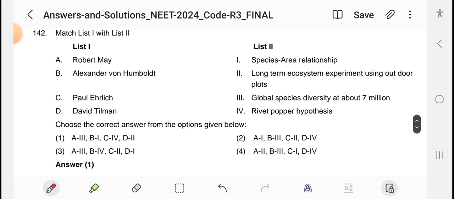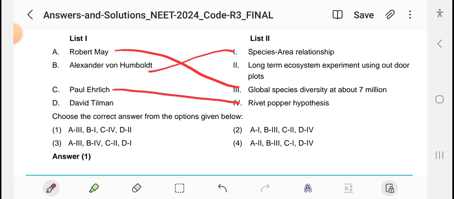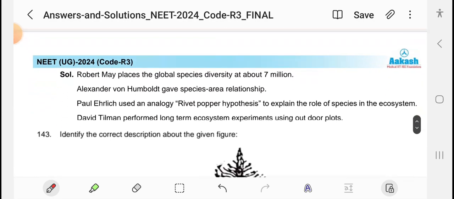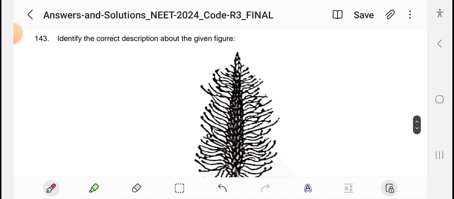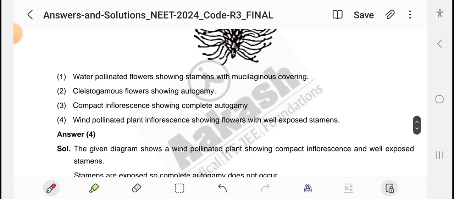Next question, match list 1 with list 2. So Robert May, global species diversity. Alexander, species-area relationship, Paul Ehrlich, Rivet-Popper hypothesis, David Tilman, long-term ecosystem experiment. So your correct option would be option number 1. So your next question would be, identify the correct description about the given figure. So it is option number 4.